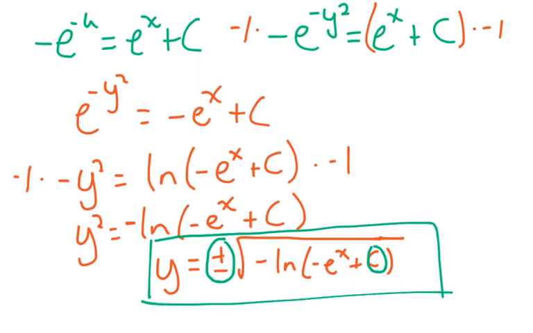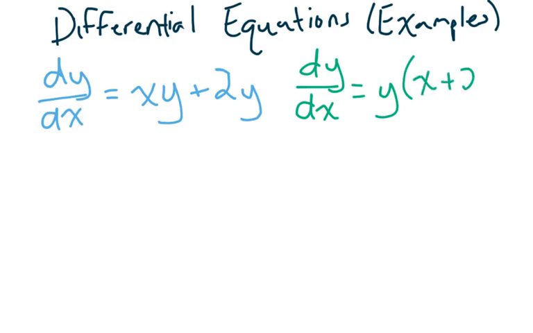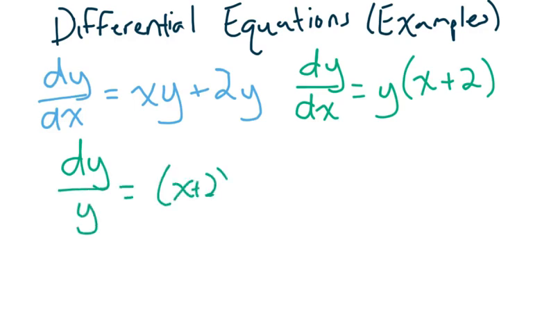All right, let's look at one more. Once again, this one starts out with some addition on the right-hand side, which can spell trouble when we're trying to separate. But this one's not too bad because I noticed that everything on the right-hand side has a y involved. So I'm going to factor that y out, and I'm going to have just x plus 2. And that's going to make my life a little easier because now I just need to multiply by dx and divide by y, and I get dy over y equals x plus 2 dx.